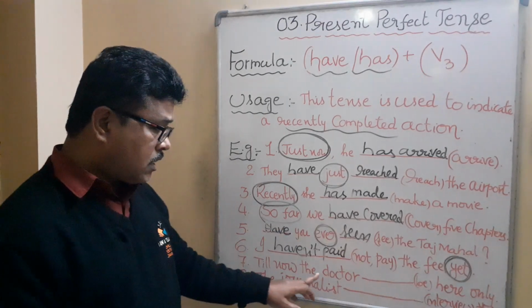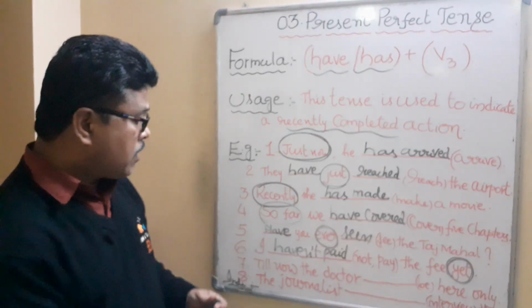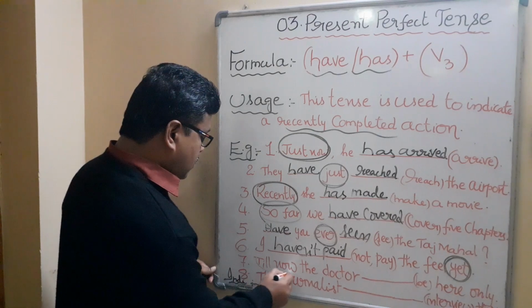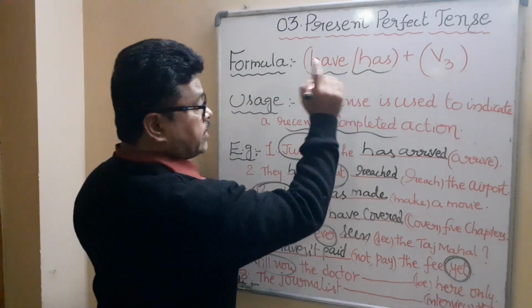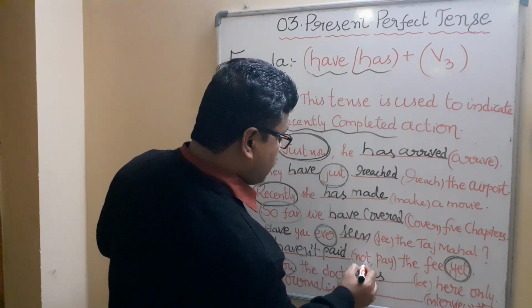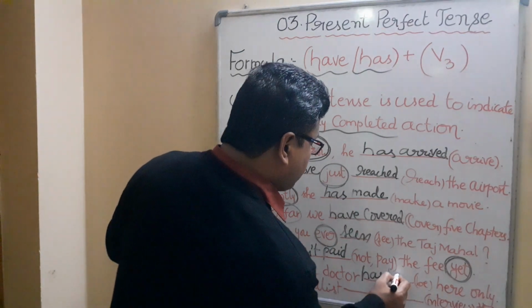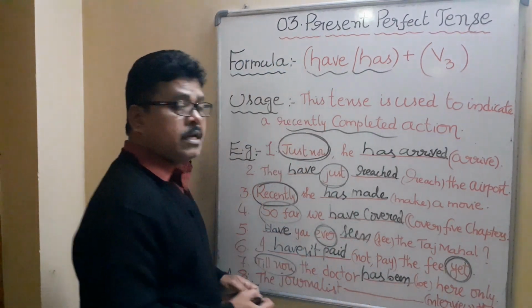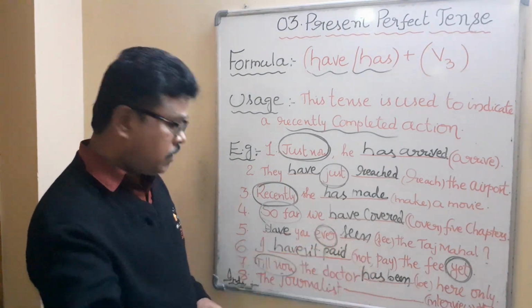Now, till now the doctor has been here only. Till now is the indication. Okay, till now the doctor, so has, doctor means singular, has. What is the V3 of be? Be, was, been. Been we have to write. He has been here only. Till now it has been here only. Till now she has been here only.